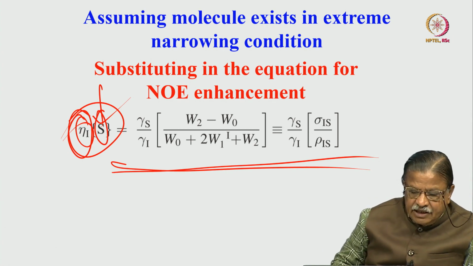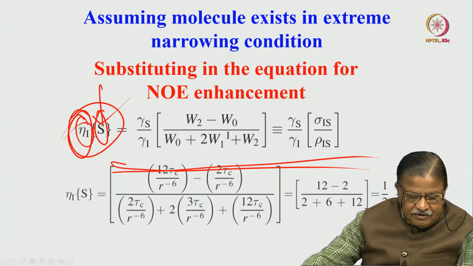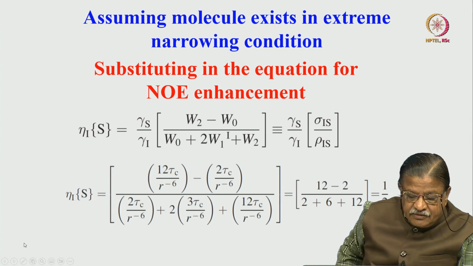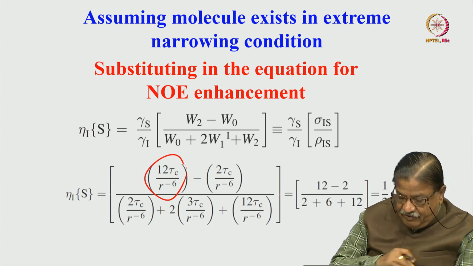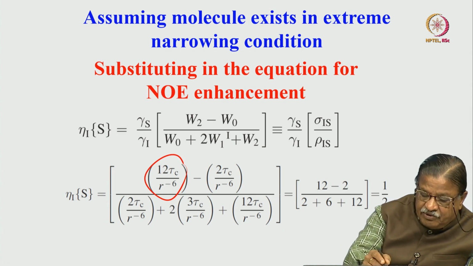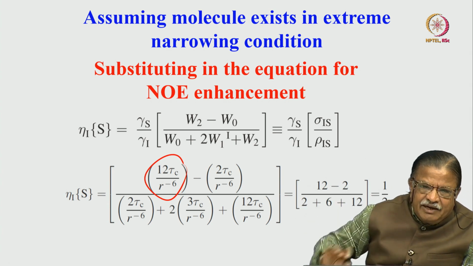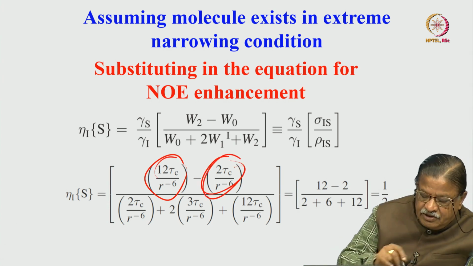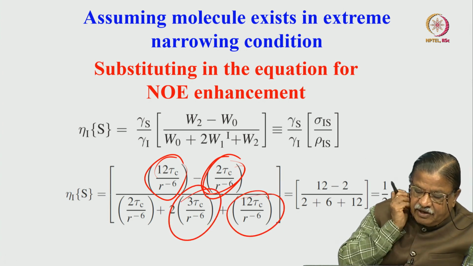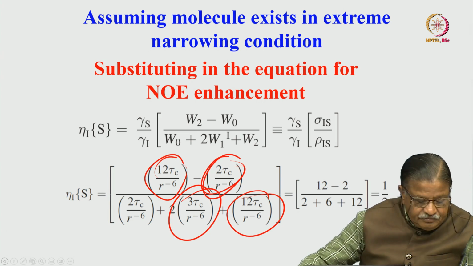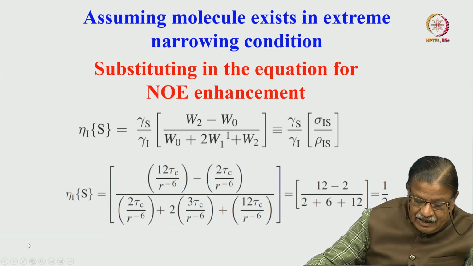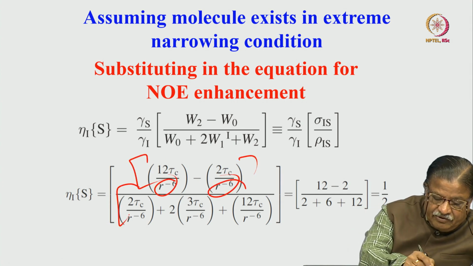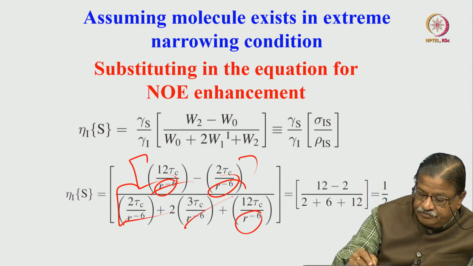So this is the situation. We will substitute for all the W's that we arrived at under the extreme narrowing condition. In the previous two slides I showed you what W1 and W0 are when we eliminate the omega tau c parameter. These are the terms we got for W2, W0, and this is for W1. We substitute the same into this equation. Now you can calculate very easily: if you take r to the power of 6 out here, and r to the power of 6 here also, this cancels out.